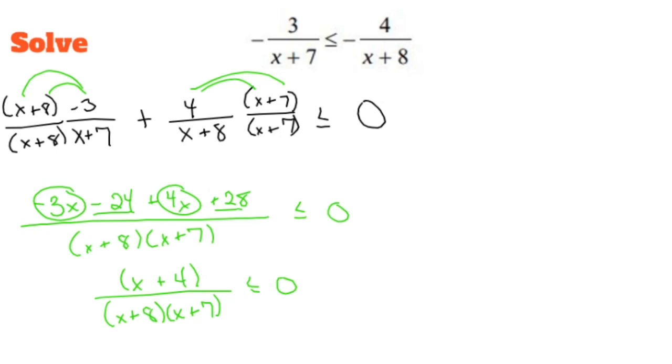I'm going to create what's called a sign graph, S-I-G-N. In this case, I care about what happens at the values that would create zeros. So I care about things happening at negative 4, and at negative 7. So I'm all out of order. Technically negative 4 would happen here. I care about things happening at negative 7, and I care about things happening at negative 8.